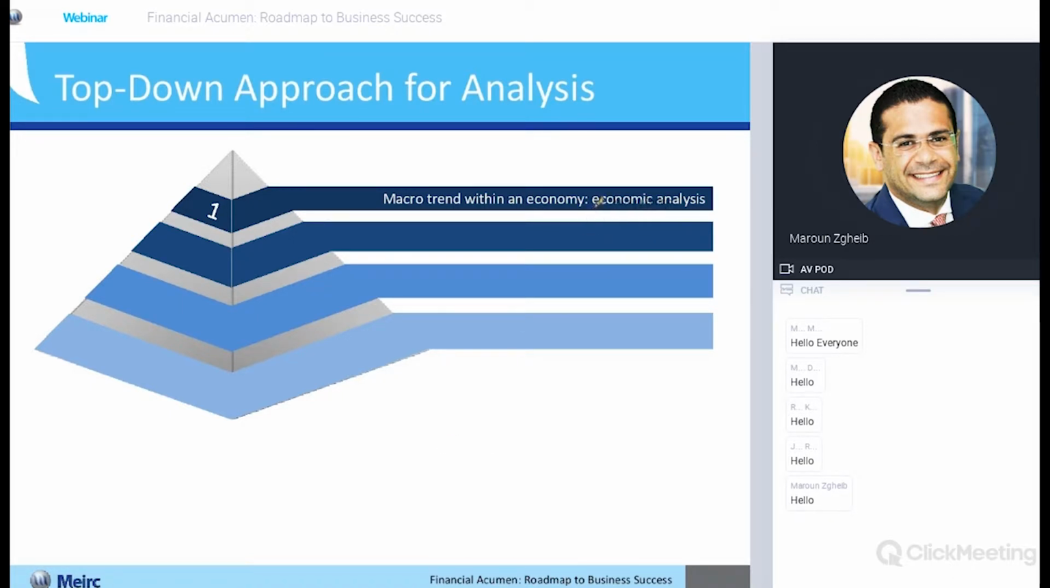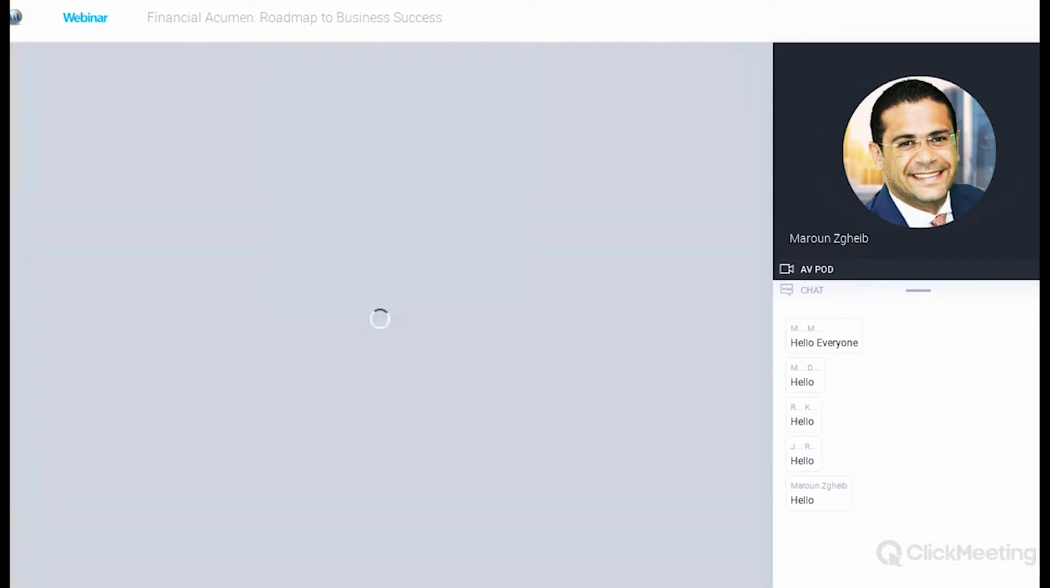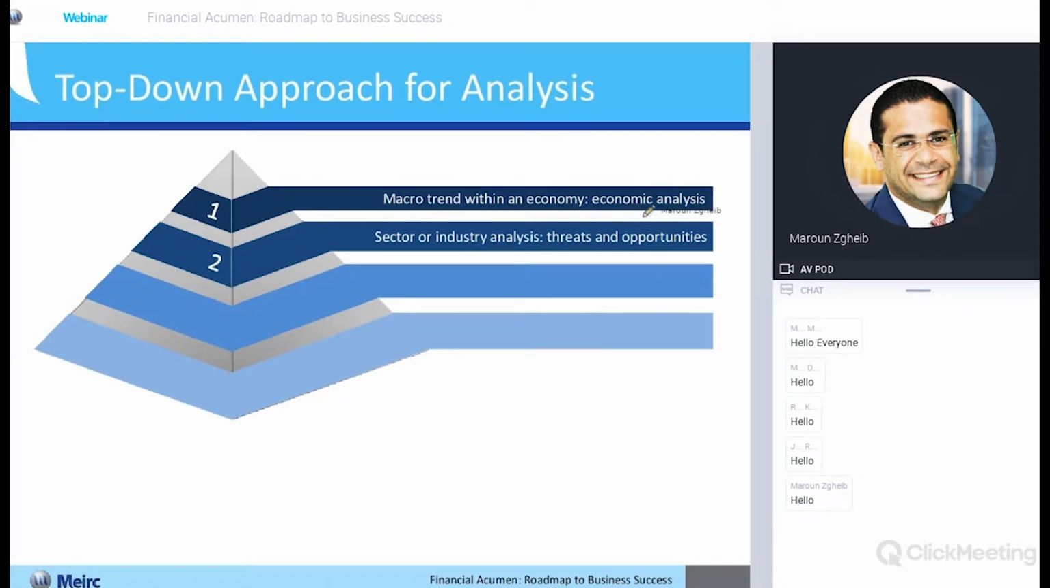In order to do this, first you can do an economic analysis to analyze the overall economy, whether we are surviving in a sustainable, growing, expansionary economy, or if we are operating in a recessionary economy. The second thing to analyze beyond the economic analysis is to go to sector or industry analysis. So once we analyze the economy, which is point number one, we go to point number two, which is the industry analysis. Maybe an economy is doing very well, but a certain industry is doing bad.